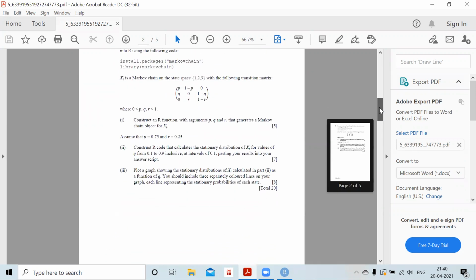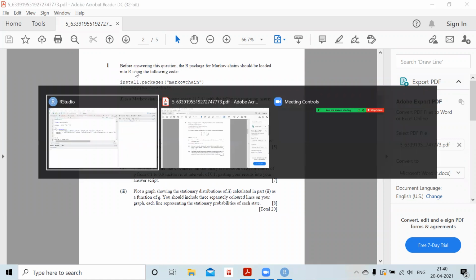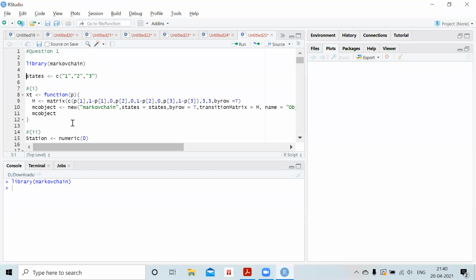I hope everybody is staying safe in such COVID times, which we are back again with. Let's start. Starting with question 1, it's a Markov chain question. They have said that before answering this question, the R package of Markov chain should be loaded into R using the following code: install that package and library Markov chain. I hope everybody would have installed the Markov chain package. I have just called the Markov chain in my R Studio.